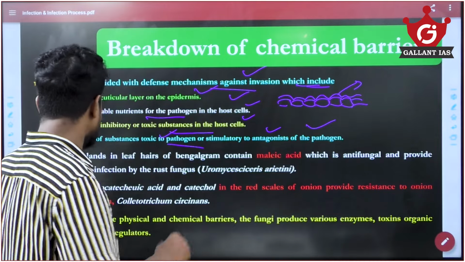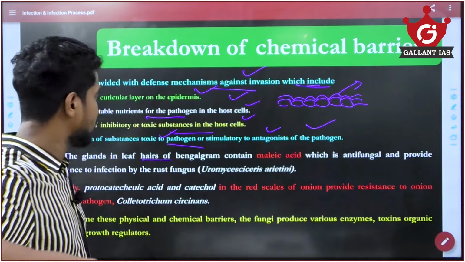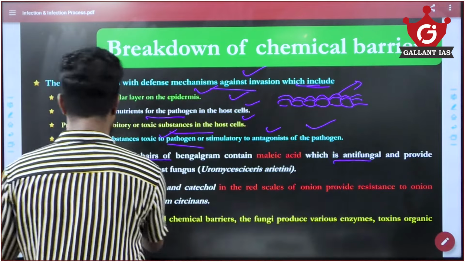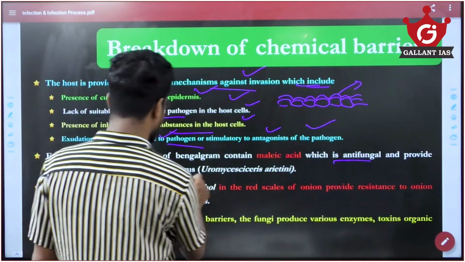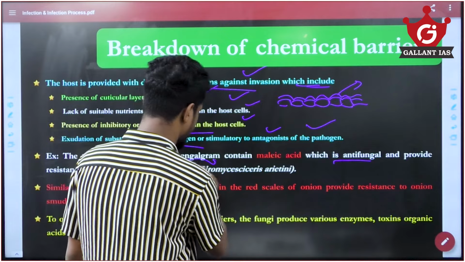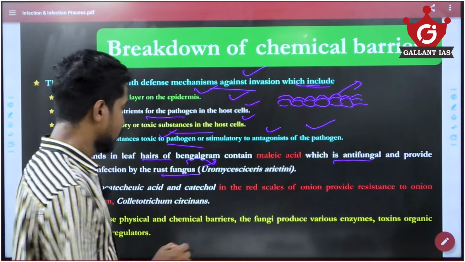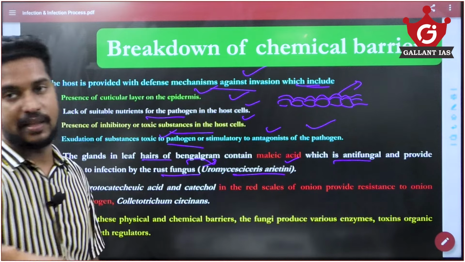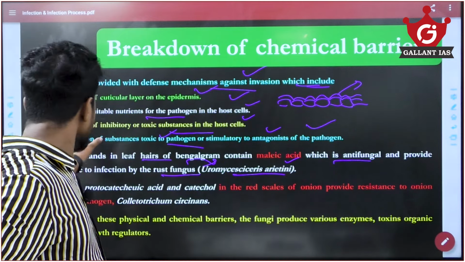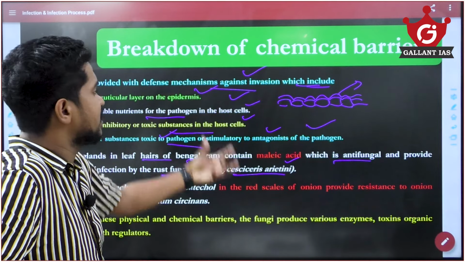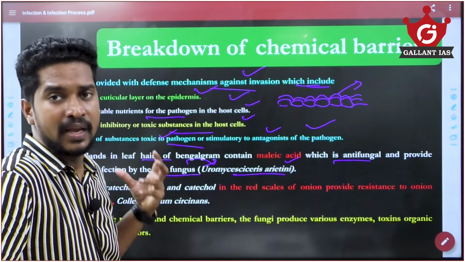Okay, mainly the plants have a defense mechanism. For example, the glands in leaf hairs of Bengal gram contain malic acid, which is antifungal and provides resistance to infection by the rust fungus Uromyces ciceris-arietini. Naturally, the plants have this defense mechanism against the invasion.